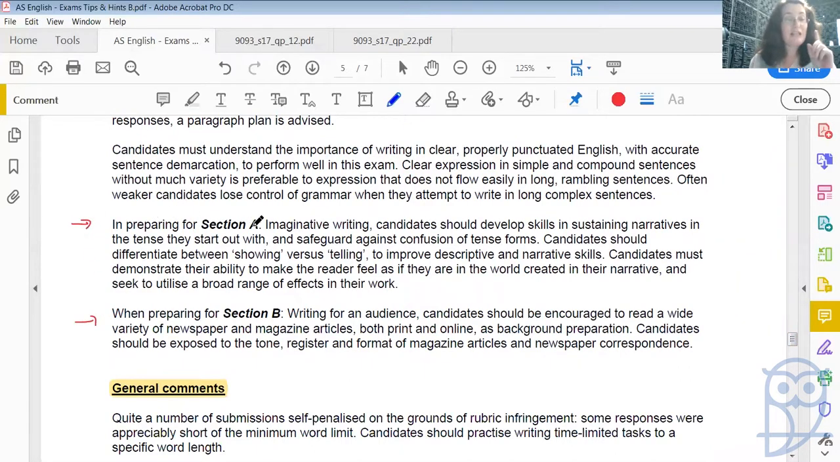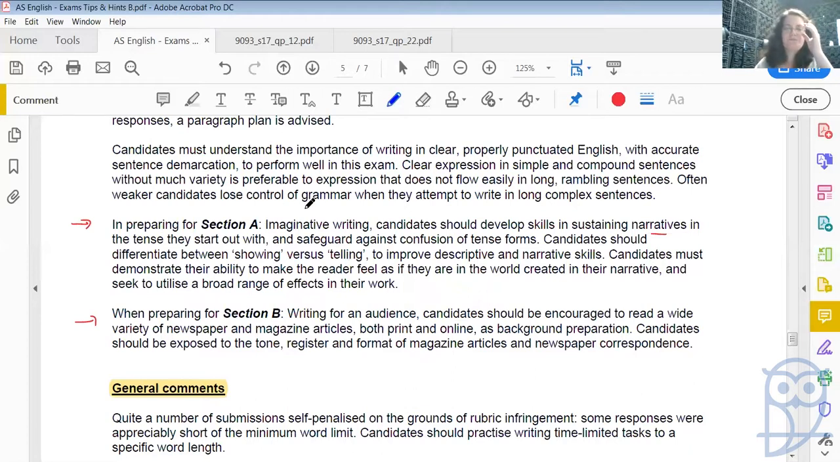Now, in preparing for section A, imaginative writing, candidates should develop skills in sustaining narratives or stories in the tense they start out with. And usually stories start in the past tense. Think of fairy tales. Once upon a time, there was a princess who lived in a tower. Those are all past tense verbs.